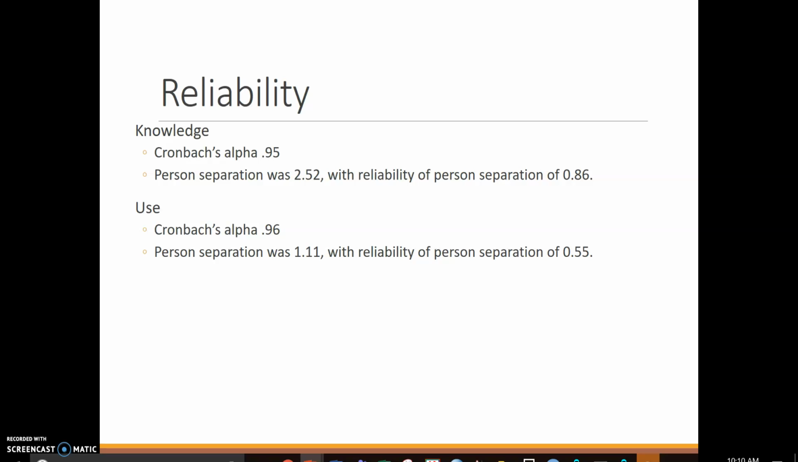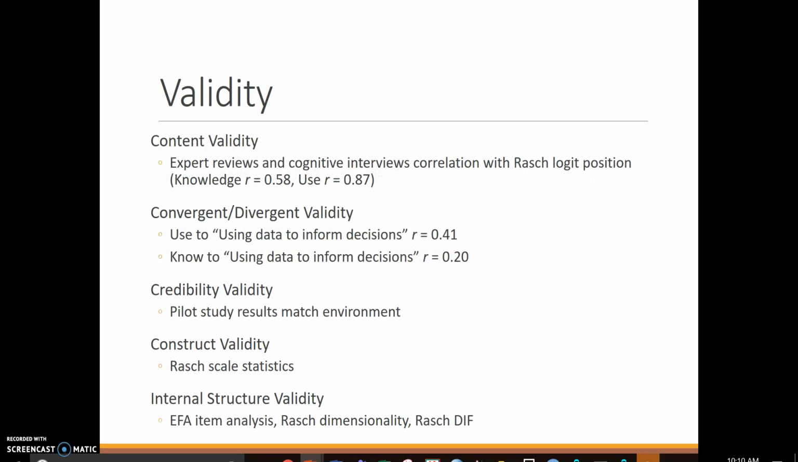So when we think about reliability to start, both of these scales, knowledge and use, are very reliable. Validity was established in a lot of different ways. Content validity with expert reviews, cognitive interviews, and also the correlation with Rasch logit positions was very strong, considering how experts rated difficulty and how the Rasch model actually put difficulty. I did convergent and divergent validity with 2 similar scales, and we can see that use matches the use and knowledge diverges from the knowledge factors from those items and those scales.